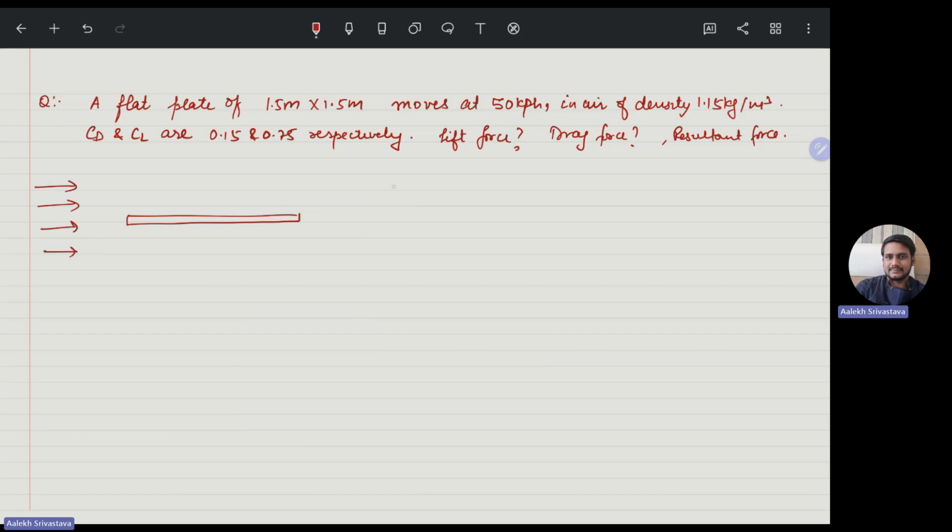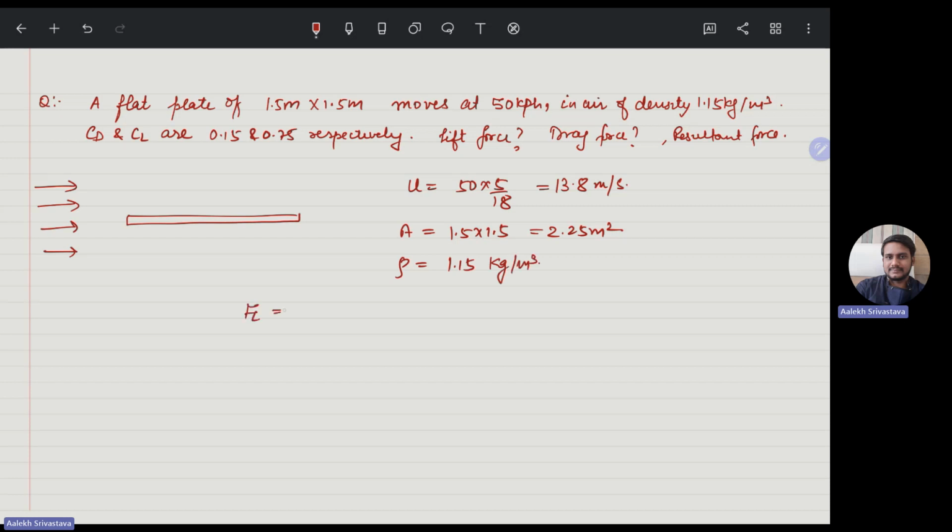So it is given that, first, what is the velocity of the air? It is 50 kilometer per hour. If you multiply and convert to meter per second, it is 13.8 meter per second. The area of the plate is 1.5 into 1.5, that is 2.25 meters square. And it is given that density is equal to 1.15 kg per meter cube.